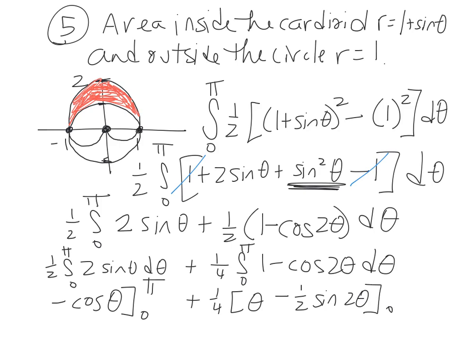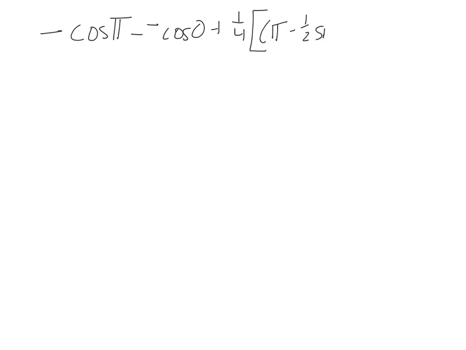And that's evaluated from 0 to pi. I'm going to go to the next screen to do some arithmetic. Negative cosine pi minus negative cosine 0, plus 1/4 times, plug in pi, minus 1/2 sine 2 pi, minus 0 minus 1/2 sine 2 times 0.